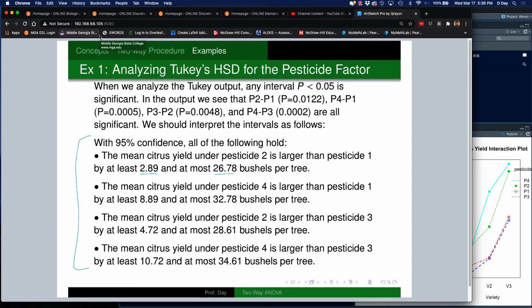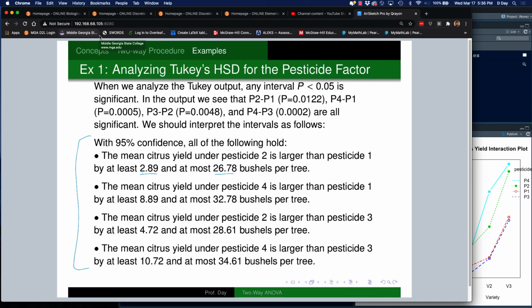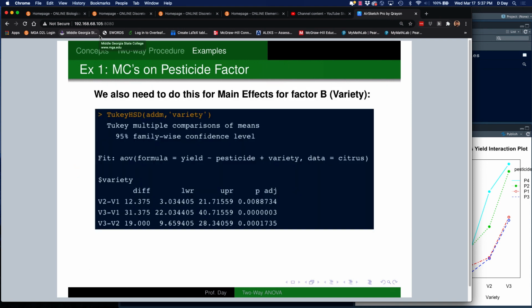The one I wanted to definitely point out was the one that had negative values for the lower and upper bound, which was this one right here. Since they both had negative, you need to talk about this in terms of P2. So the third interpretation I have here should say the mean citrus yield under pesticide 2 is larger than pesticide 3. We never talk about being smaller than, we talk about the one that's larger than. Pesticide 3 by at least 4.72 and at most 28.61.